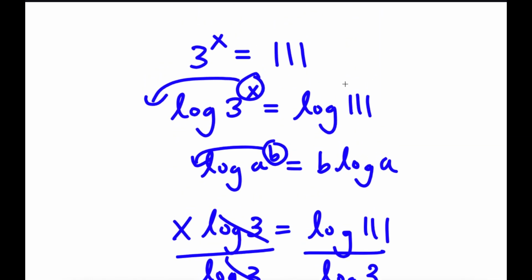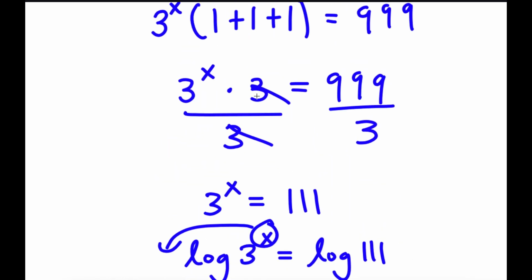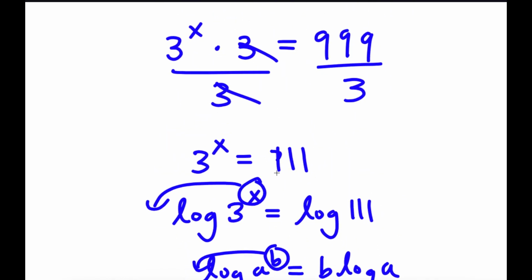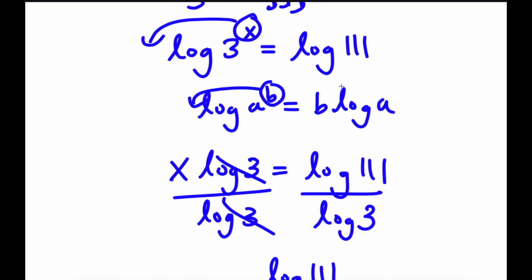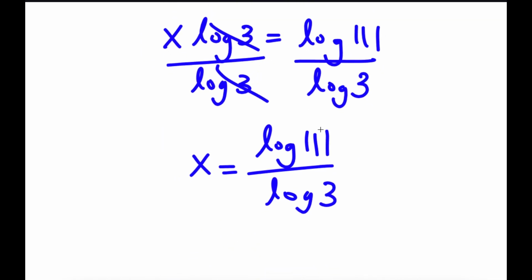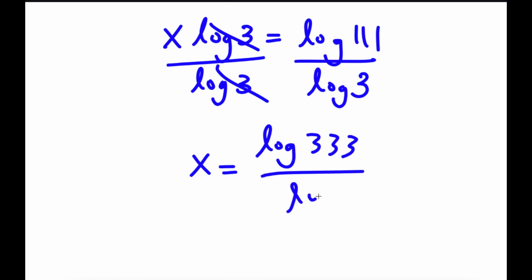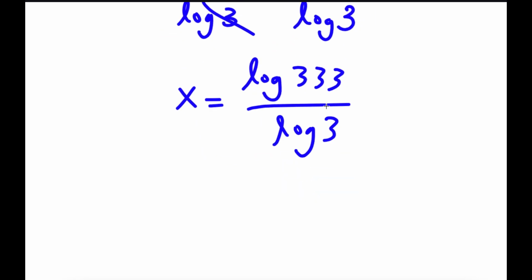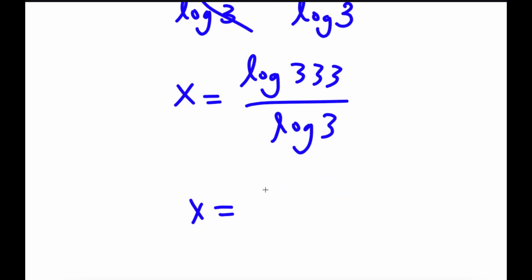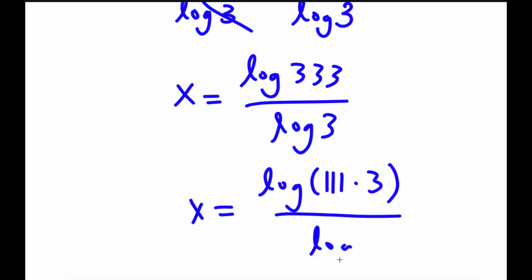Oops, sorry, I think I made a mistake here. 999 divided by 3 is actually 333, not 111, so this is going to be log 333 over log 3. And now I'm going to rewrite log 333 as log 111 times 3 over log 3.